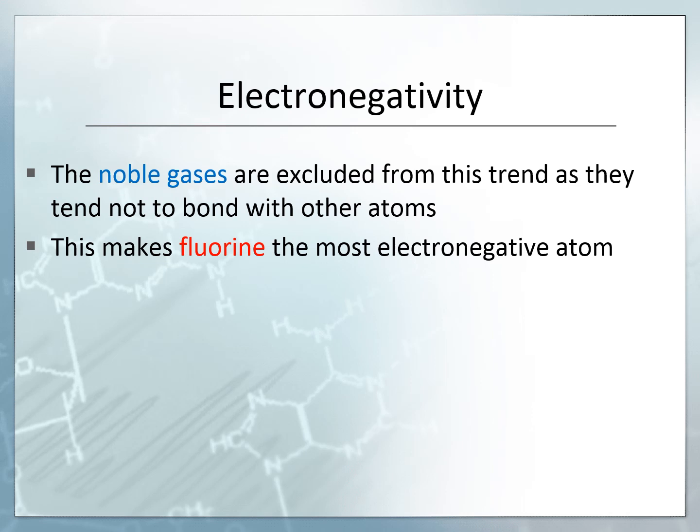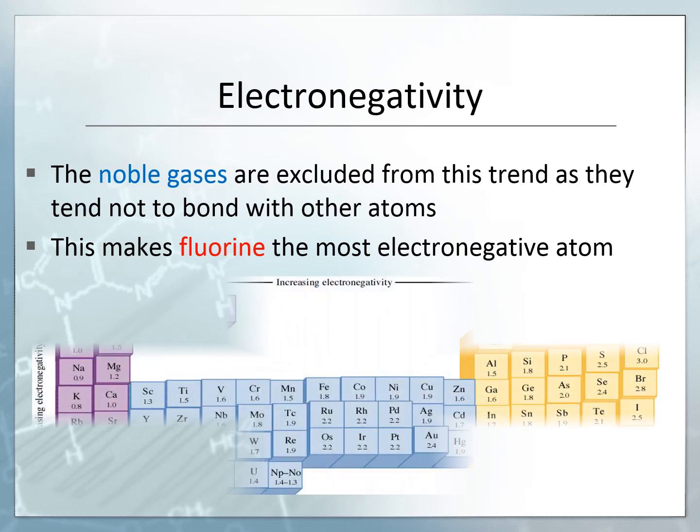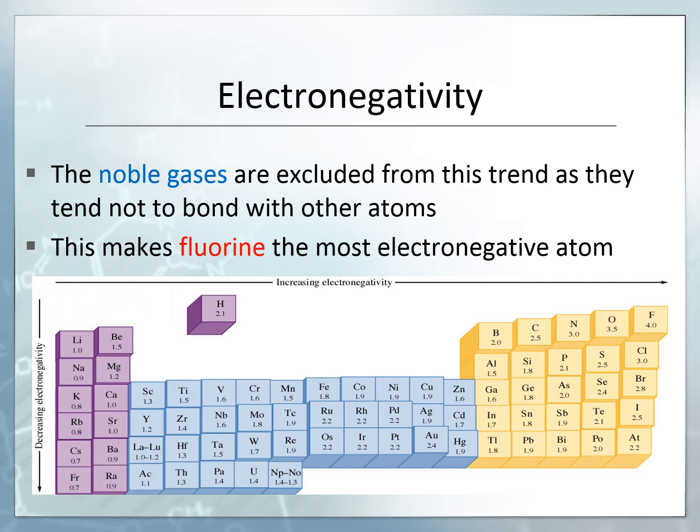Noble gases are excluded from this trend as they tend not to bond with other atoms. This makes fluorine the most electronegative atom.